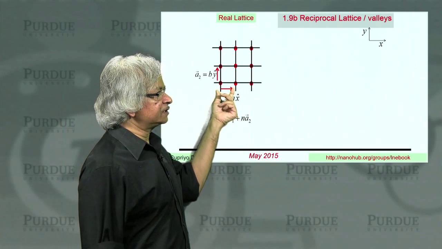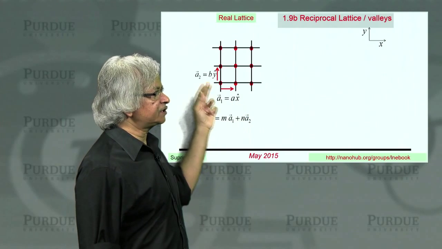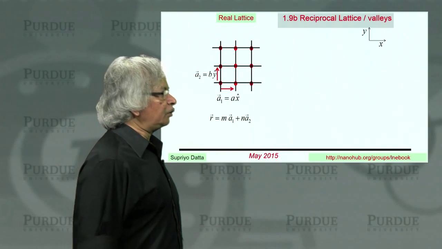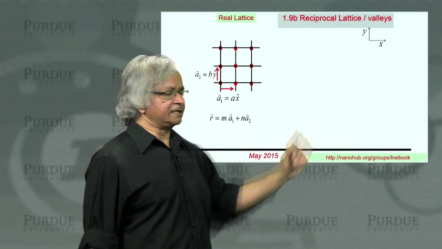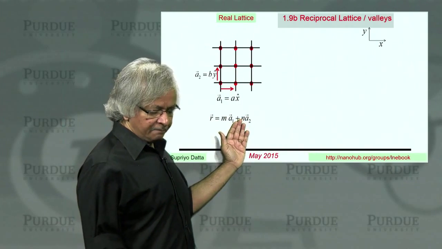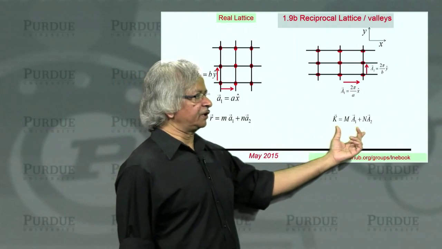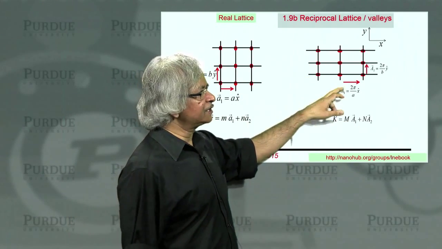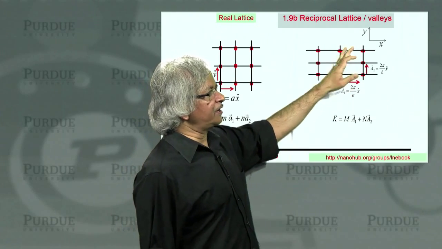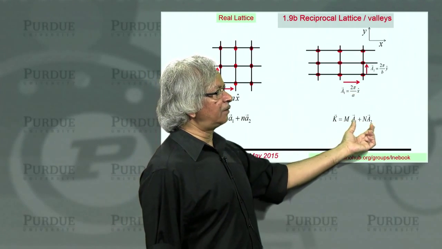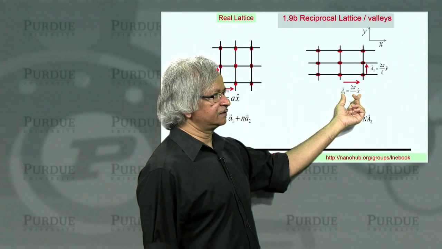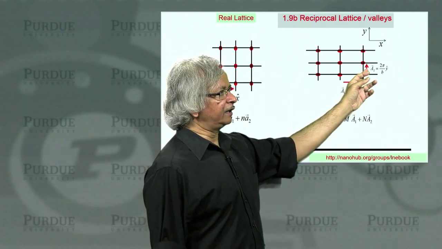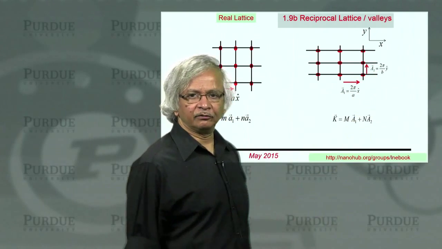What's a1? It's this vector in the x direction; a2 is that vector in the y direction. Now, the way you construct a reciprocal lattice is, you first write down the basis vectors for the reciprocal lattice. That is, the reciprocal lattice is also rectangular in this case, and all the points here can be written as linear combinations of two basis vectors: one in the x direction, 2 pi over a, another in the y direction, 2 pi over b.